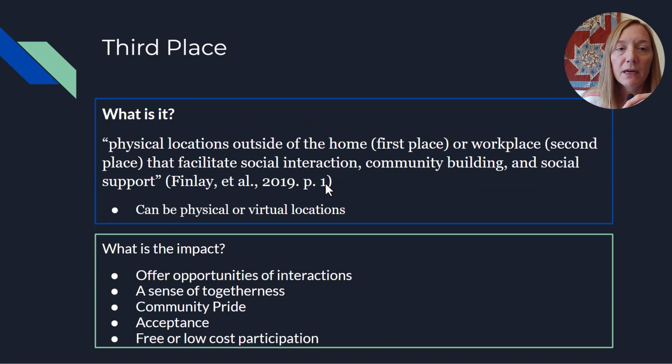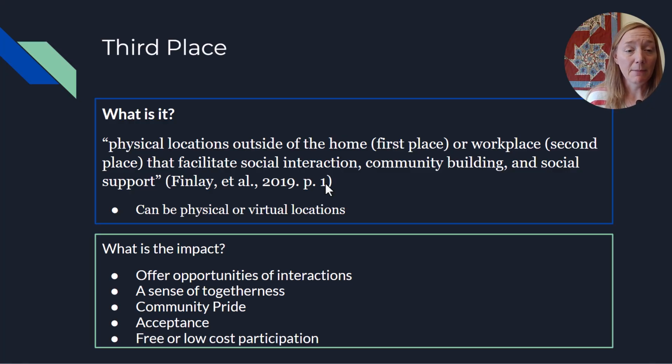Now, before we talk about preventative services, I want to talk to you about third place. A third place is a physical location outside the home, which is your first place, or your workplace, which is your second place, that facilitates social interaction, community building, and social support. So when we think about kids and what this means for them, their first place is typically their home, second place is school, and their third place would be something else, right? So we all have these first and second place locations, but they don't always meet all of our needs. And that means we have to seek out third places, especially for socialization.